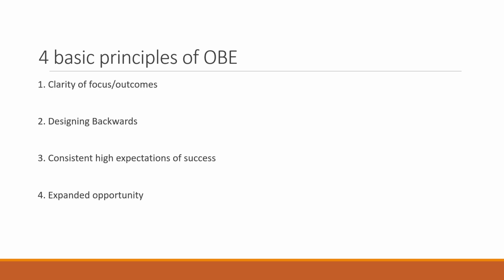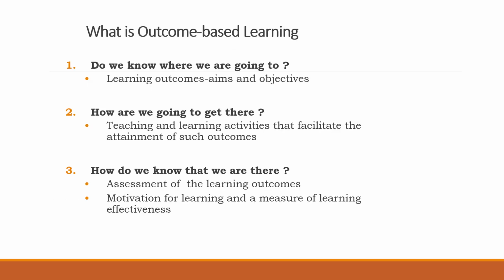Finally, expanded opportunities to learn more. How are we going to get there? So, the teaching and learning activity that facilitates the attainment of such outcome is what we're going to use. It's like we're going from Ibadan to Port Harcourt. There's a road that leads there, and if you're going from Ibadan to Lagos, there's a road that leads there. So we can't take a car that is going to Lagos when we are going to Port Harcourt. So how do we get to Port Harcourt? Definitely, we go and take whatever means of transport that will get us to Port Harcourt. So teaching and learning activities are designed to facilitate the outcome that we've already designed.